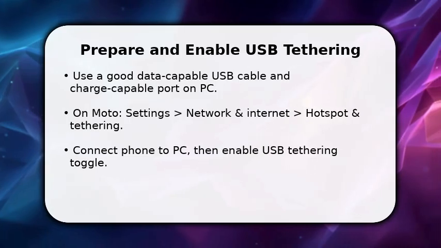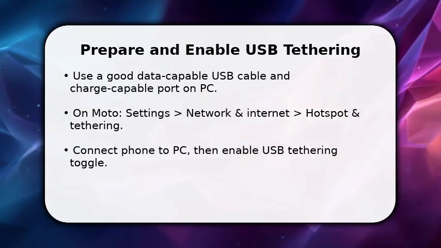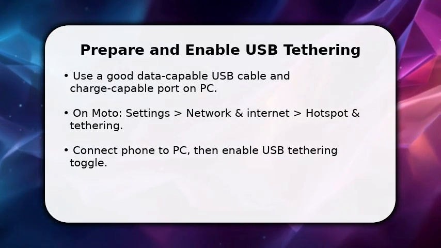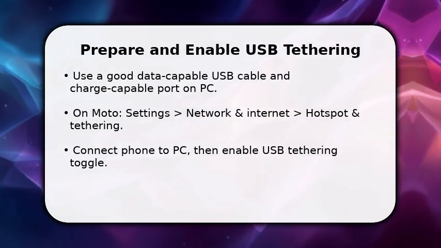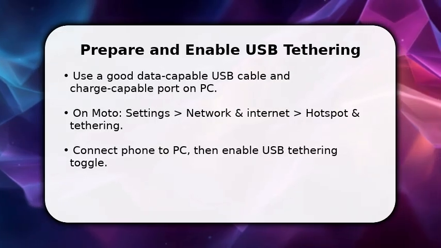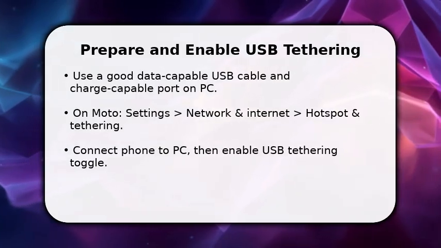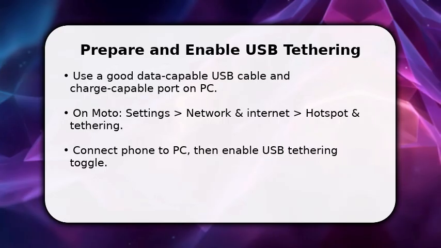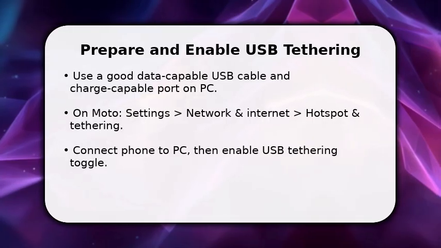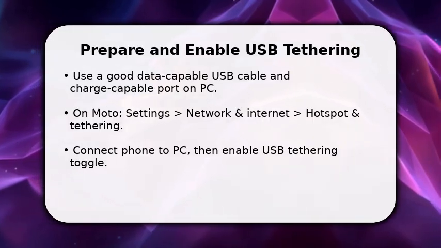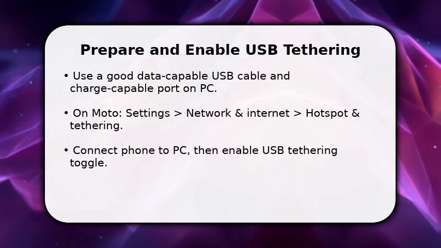Enjoy the video. You start by connecting your Moto to the computer with a reliable data cable. This establishes the physical link and provides power. Once connected, open Settings, go to Network and Internet, then Hotspot and Tethering and flip on USB tethering. You do this now because the phone must present itself as a modem to the computer. Enabling the toggle exports mobile data over the USB link.